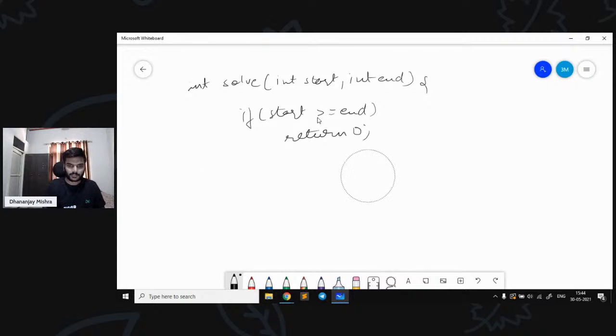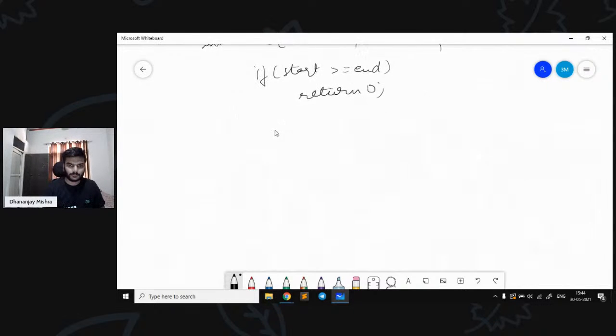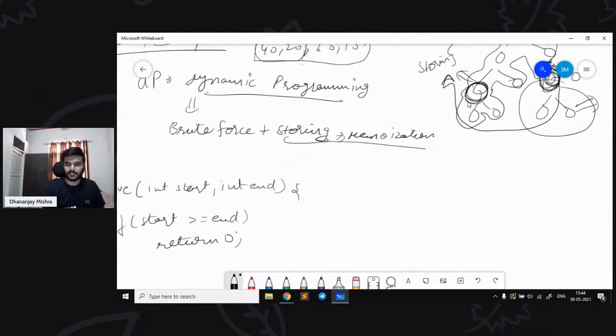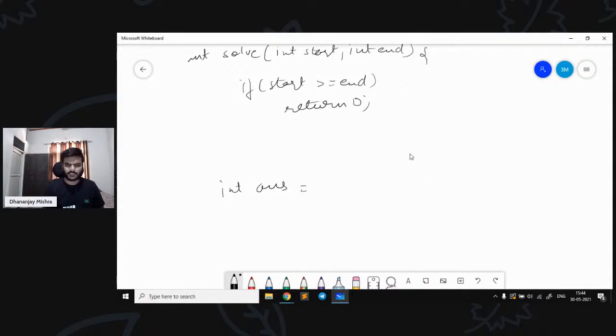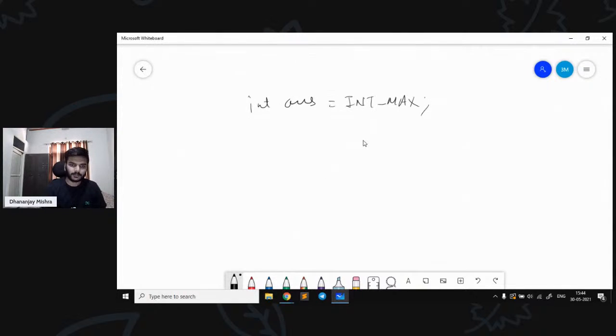We had a variable answer to store the final answer for that particular state. For each state we have an answer, and we have to return it to its parent state. That's what we do in recursion. So we will initialize our answer as int max. After initializing, we had a loop: int k, which denotes our partition, or we can say the partition index. We discussed we will be iterating till less than n, with k plus plus.